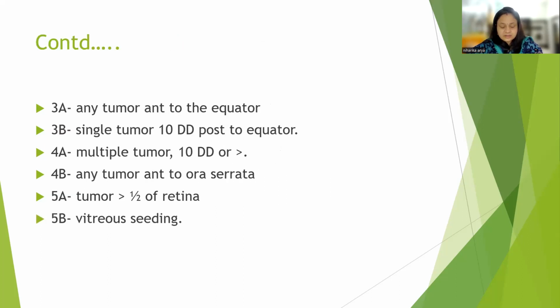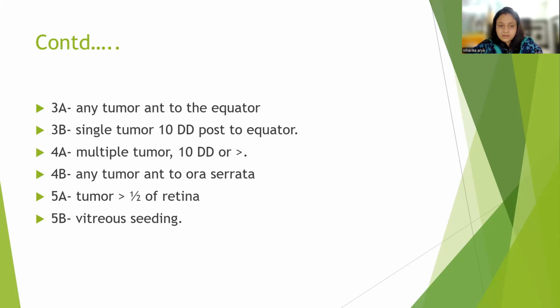Okay, and further is 3A and 3B. 3A includes any tumor anterior to the equator. 3B is a single tumor of more than 10 disc diameter, posterior to the equator. So the size will increase: after 1A, 1B, 2A, 2B, there are tumors of size 4 disc diameter, and in 3B there is a single tumor of size 10 disc diameter, which is posterior to the equator.